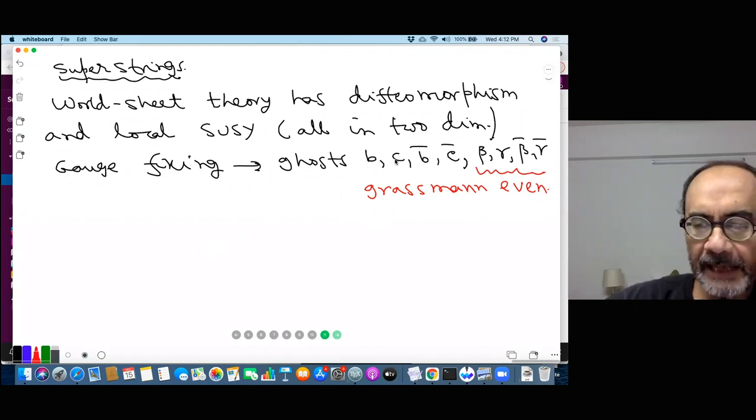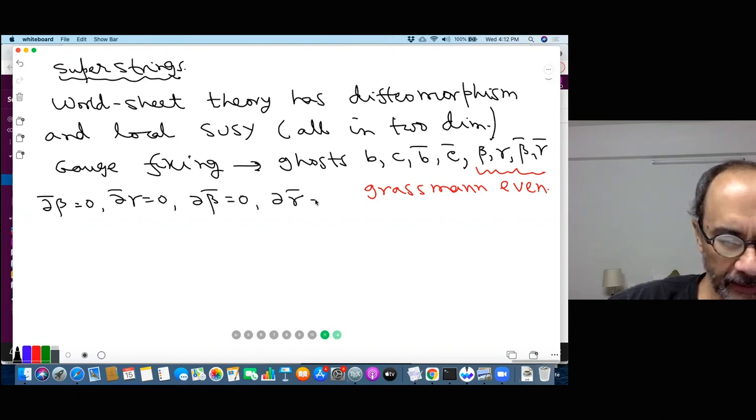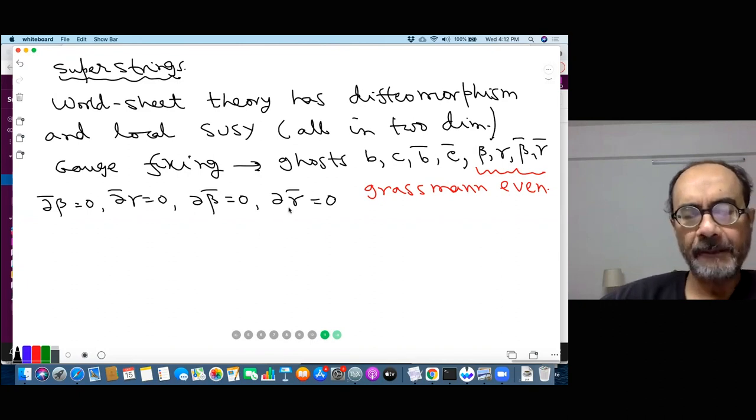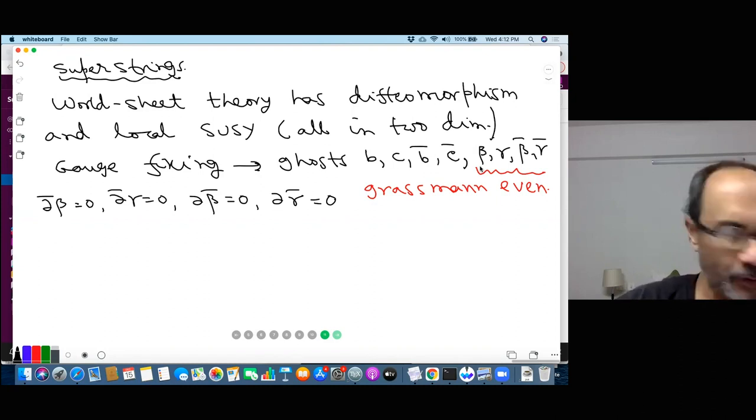And just like b and c were holomorphic and b bar, c bar were anti-holomorphic, a similar property exists for these. So we have del bar beta equal to 0, del bar gamma is 0, del beta bar is 0, del gamma bar is 0. I'm not going to describe how we do the gauge fixing and arrive at this. Instead, I'll take the more practical viewpoint that I'll now write down the various identities involving these fields that will be needed for computing amplitudes. But let me first introduce all the other fields.